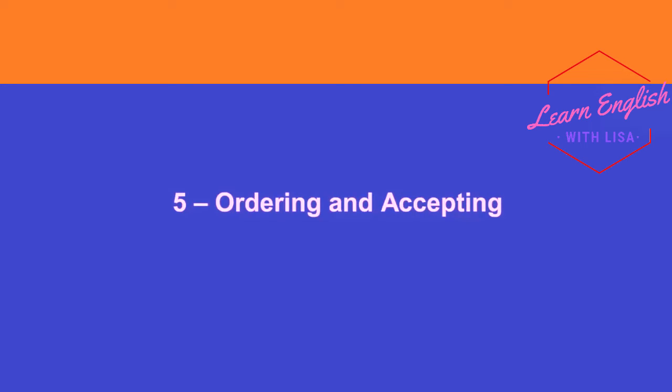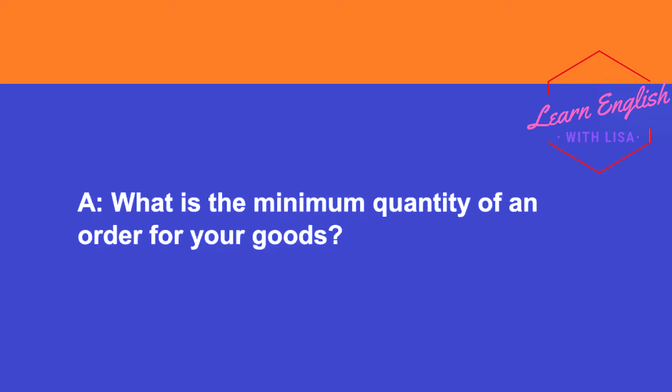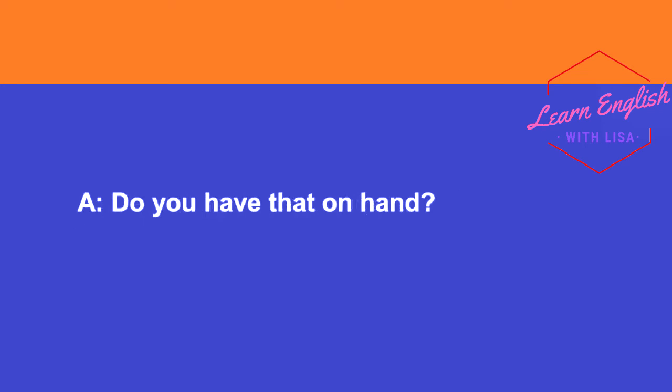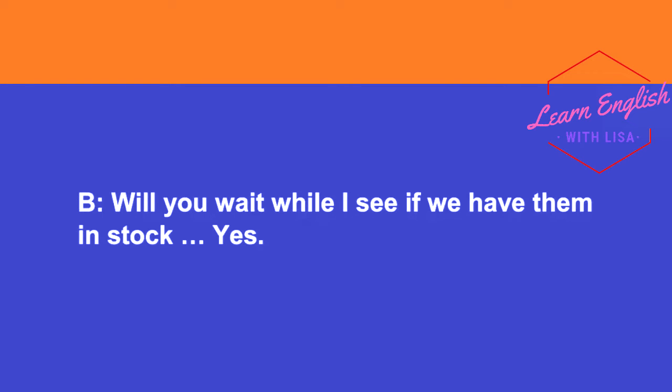Five. Ordering and accepting. Dialogue 1. What is the minimum quantity of an order for your goods? The minimum quantity for this product is 200 cartons. Do you have that on hand? Will you wait while I see if we have them in stock?